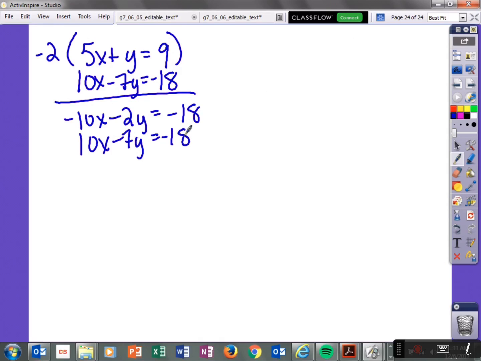So we just rewrite it. Remember, it's always adding down here. Sometimes I may not put the plus sign, sometimes I will. Just know it's always addition, okay? So -10 plus 10 just makes 0.